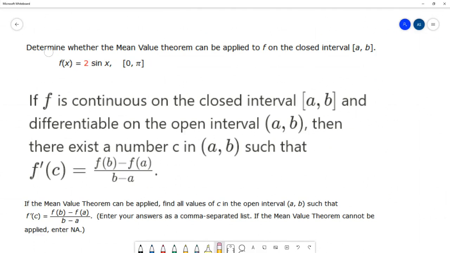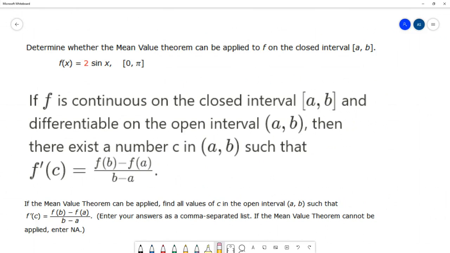For this question, we want to determine whether the mean value theorem can be applied to the function f on the closed interval from a to b. Our function f is 2 sine x on the interval from 0 to pi.